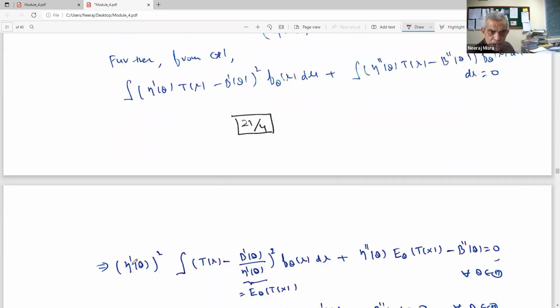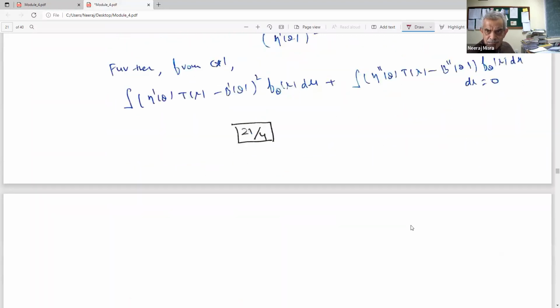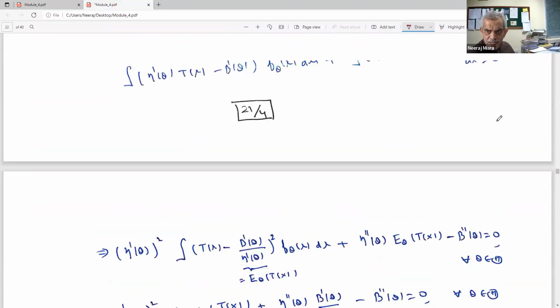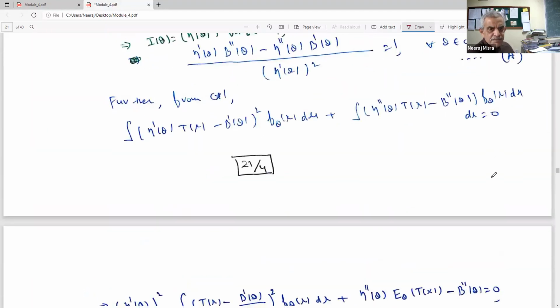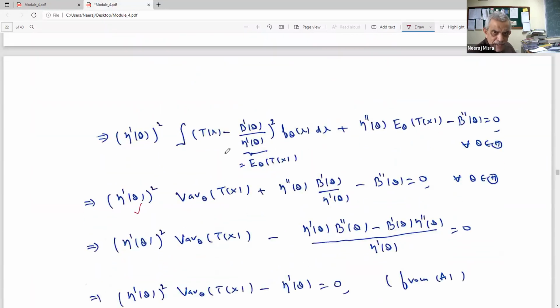Here eta prime theta comes outside, so that becomes (tx minus b prime theta upon eta prime theta) whole square into f theta x, plus eta double prime theta into f theta x, along with tx gives me expected value of tx, minus b double prime theta integral f theta x is 1, so minus b double prime theta. So this implies that eta prime theta whole square is the same as expected value of tx.